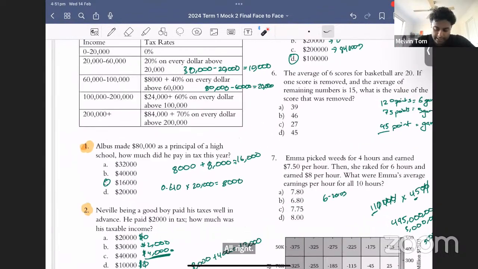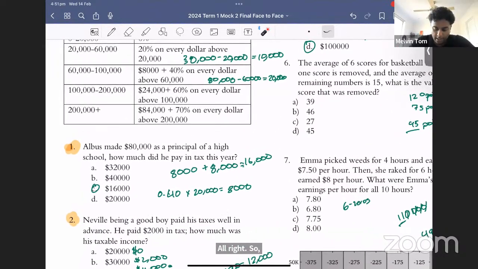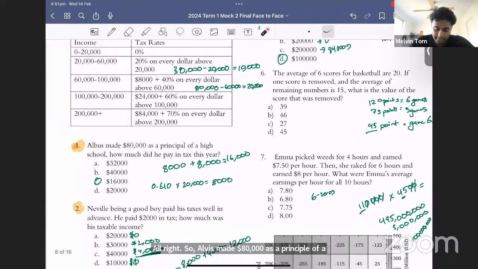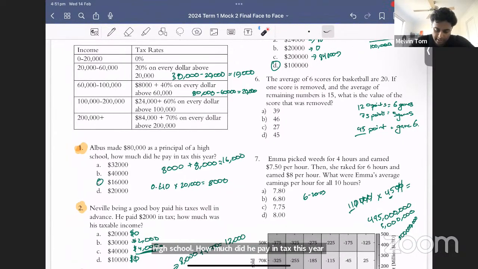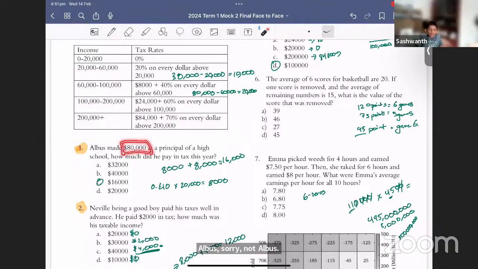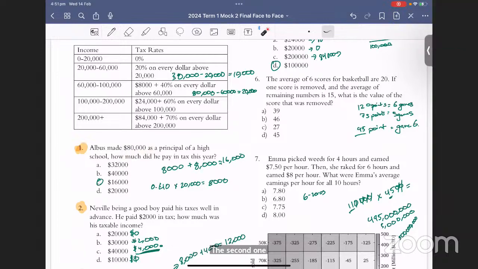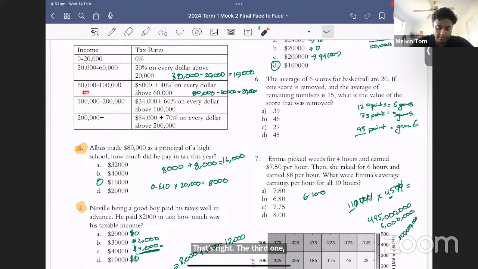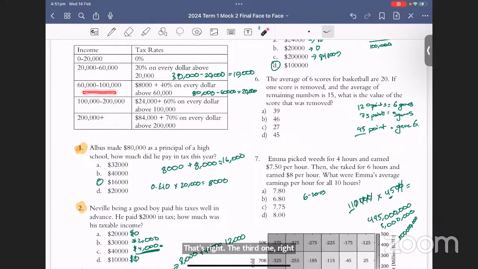So Albus made $80,000 as a principal of a high school. How much did he pay in tax this year? So in this question, let's take a look. Sorry, not Albus, Sangamesh. If he makes 80,000, which tax bracket would he fit in? The third one, yeah.